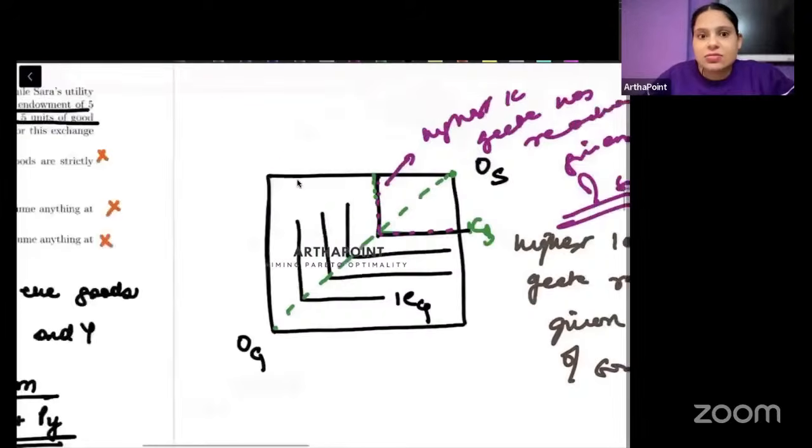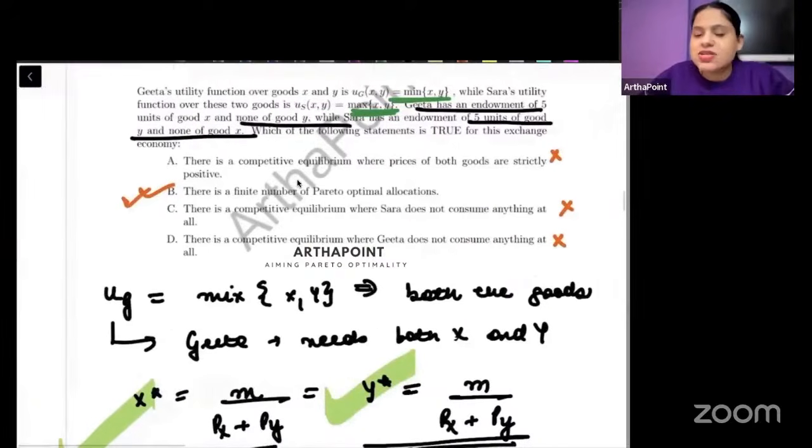But can we say that market equilibrium is attained? No, market will never clear for a max function when the other person is min. So the only option is B. That's the right answer to this question. Answer is B.